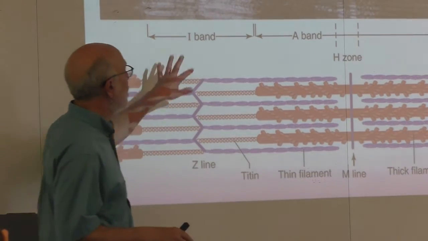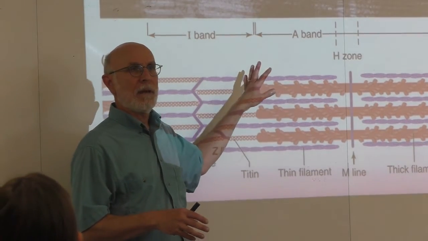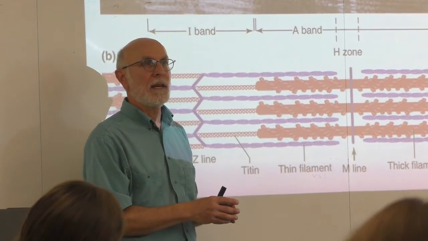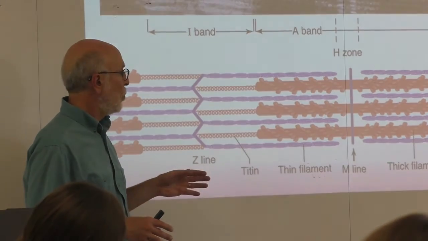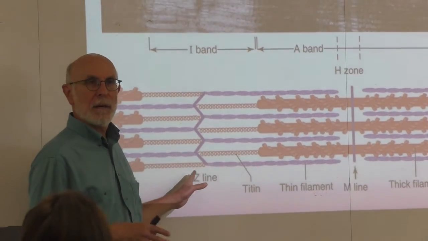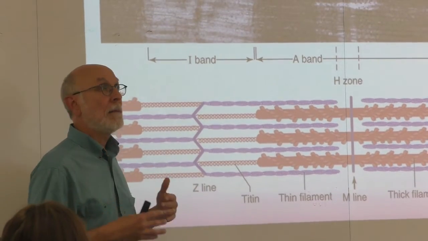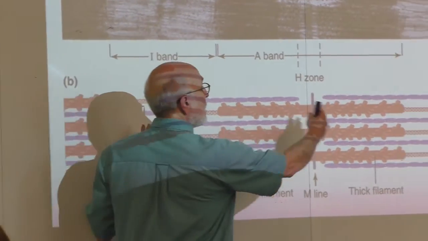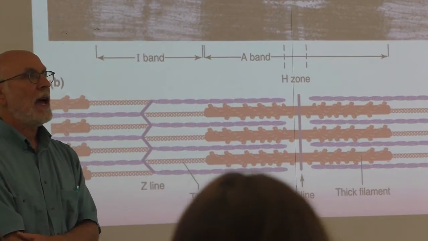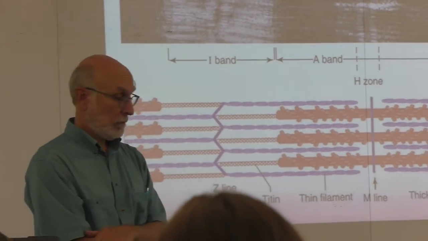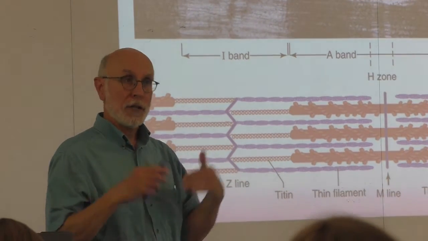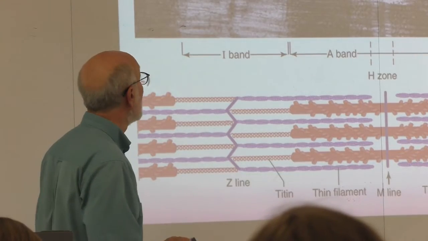I will not ask you to memorize the names of the bands for this because that's detail for AMP1. Okay? So I won't ask you to memorize which is the M line and which is the Z disc. Just know that cardiac muscle has the same structure, sort of the same structure as skeletal muscle. This is critical for how the heart contracts.